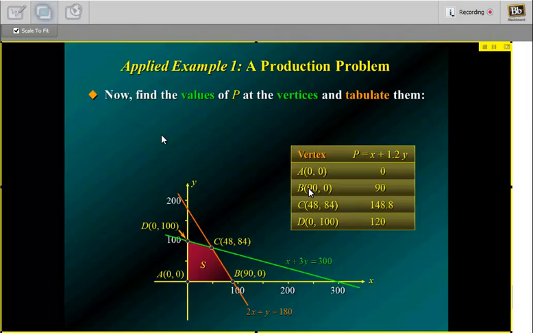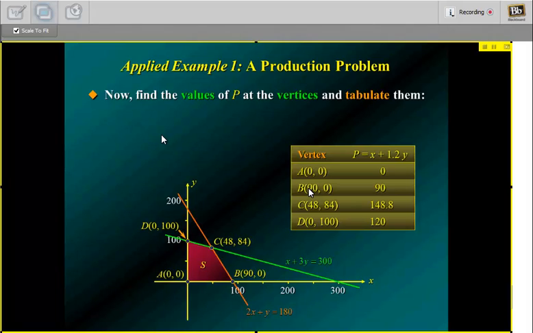Now we put the values of these corner points into the objective function. At the origin, x equals 0, y equals 0, so we get P equals 0. Similarly, at point B, point C, and point D, we find a different value at every corner point. Now what is the maximum value here? You observe that the maximum value here is 148 at the point (48, 84).